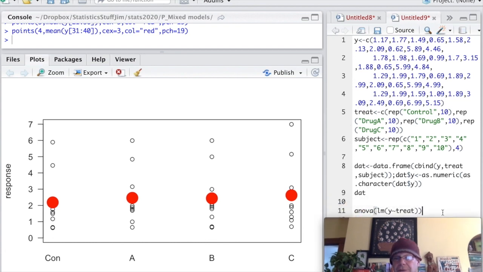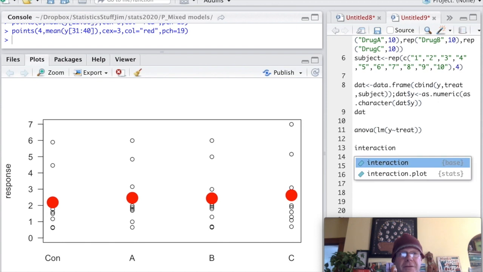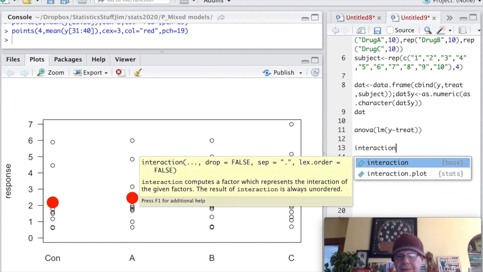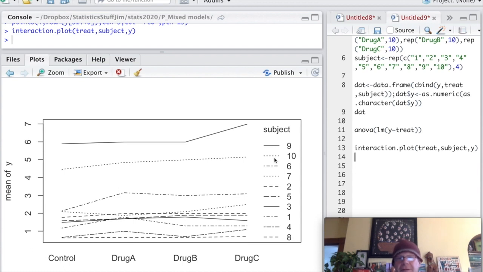What we could also do is look at it using the interaction plot function, which I was trying to sell you guys on because I just think it's so neat. Where we have treatment, we have subject, and we have our response as Y. There it is as an interaction plot.